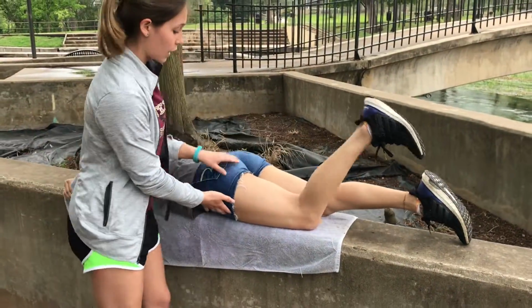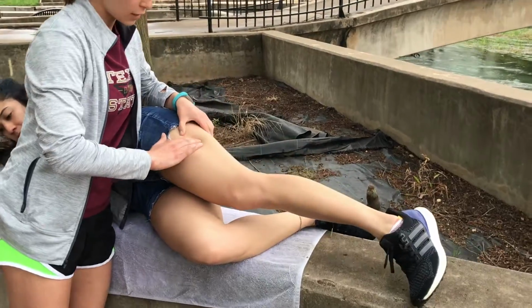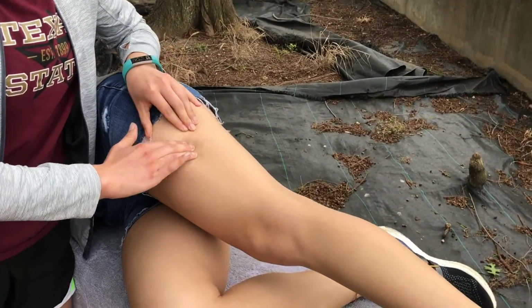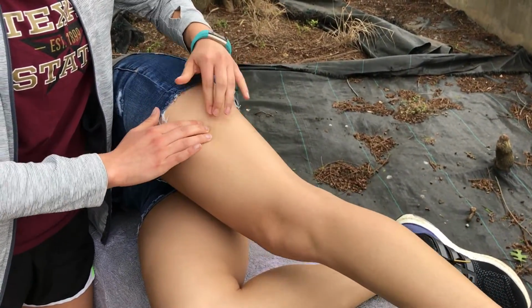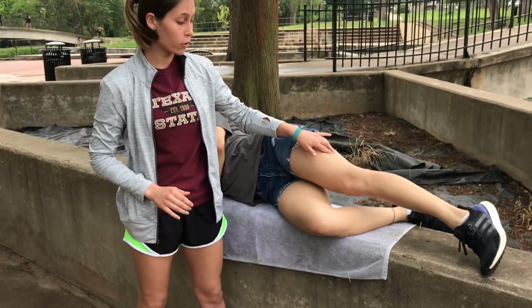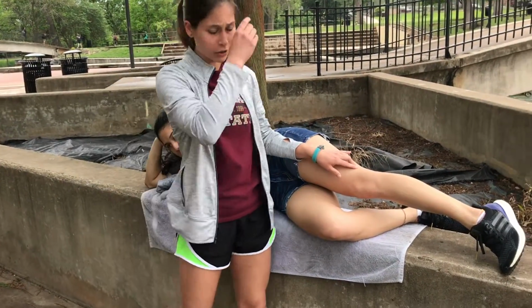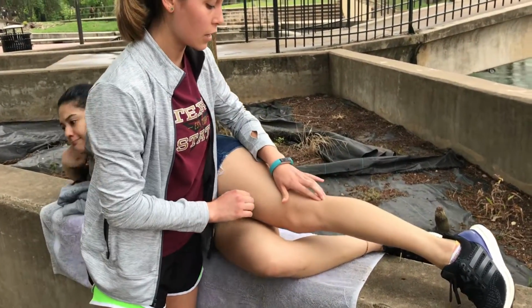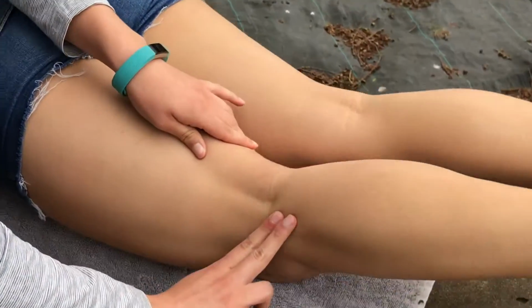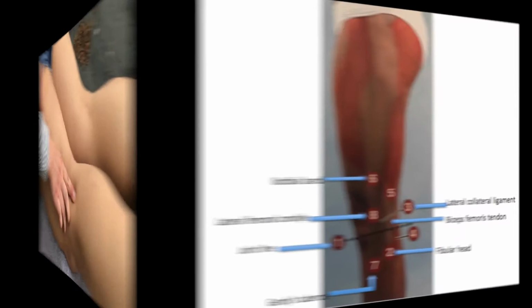The IT band, we can have our patient roll over onto their side, and we can feel it. It's going to be a thick fascia right here, and that will insert into Gerdy's tubercle. The common peroneal nerve, we can feel on the head of the fibula near the neck, and it's going to be another thick cord-like structure.